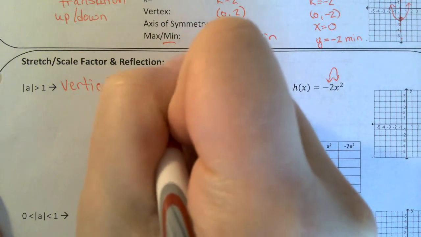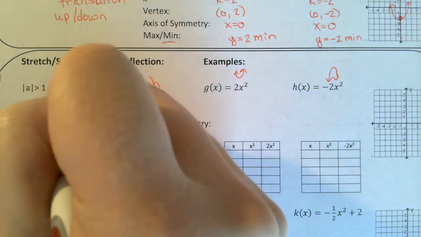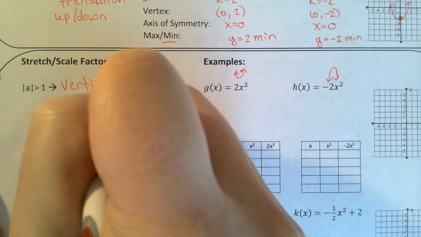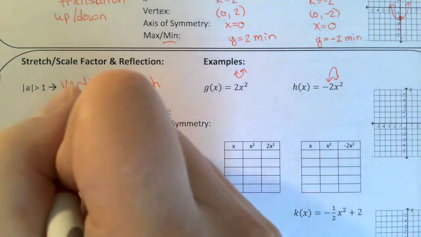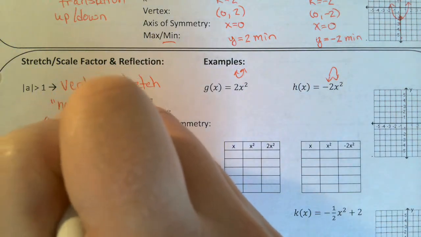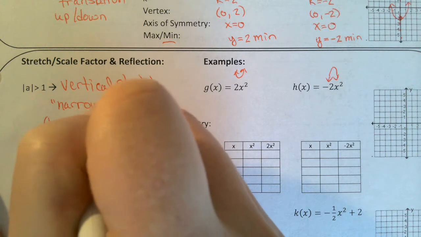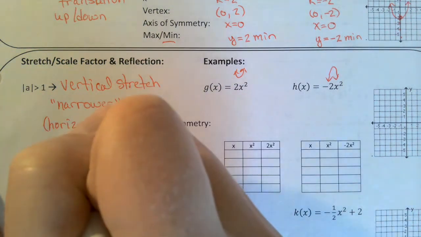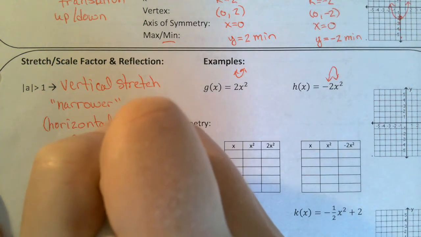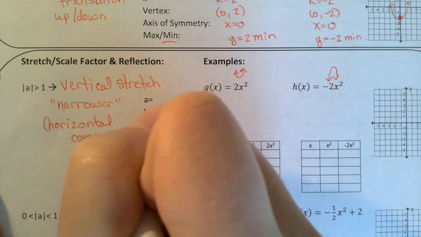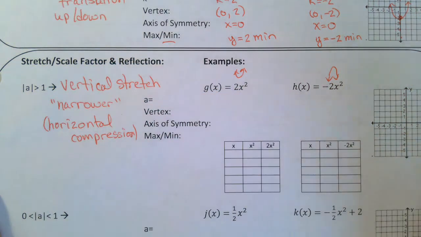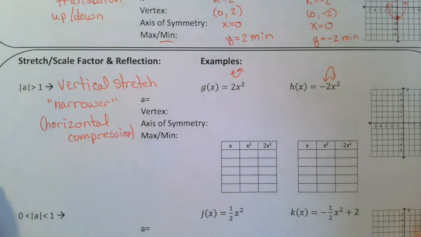A vertical stretch will make my graph look more narrow. You could also call it a horizontal compression, because if I squeeze it in from the sides, it is going to make it skinnier. So those are all the terms you can use and you could hear.